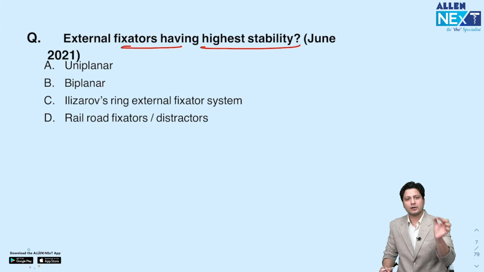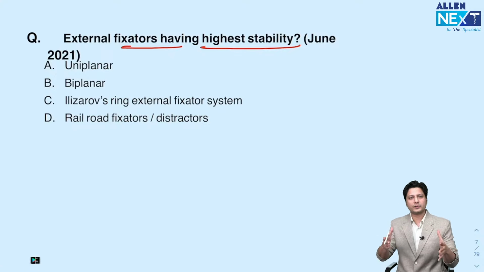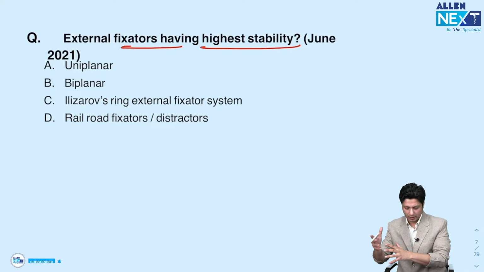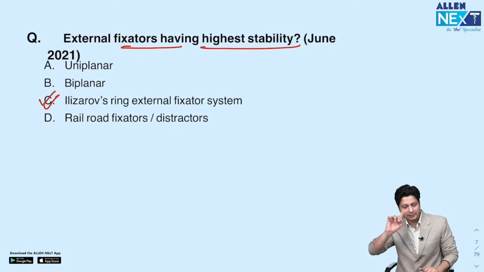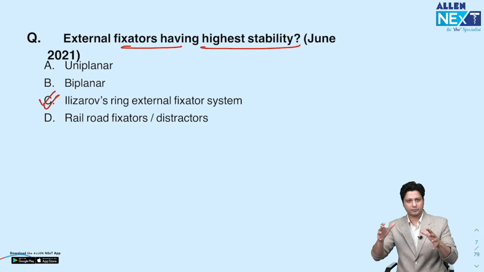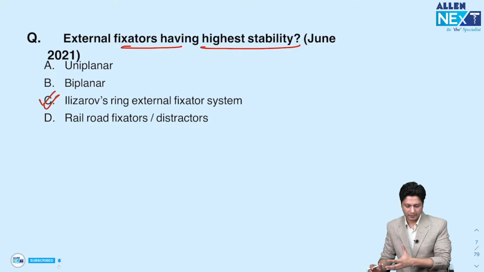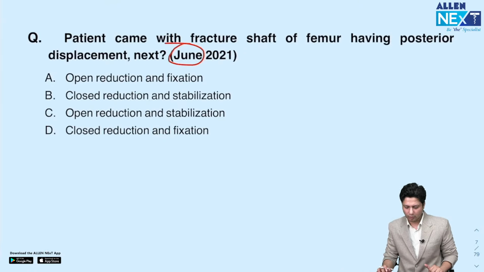Next is external fixators which are having the highest stability. Simple, external fixator jitna uniplanar is going to be least stable, biplanar will be more stable, but you know, it is Elizarov ring external fixation system, which is a circumferential fixation system which will be providing the maximum stability to the fractured fragments, alright. Uniplanar, biplanar, hopefully you came to know about what is the concept behind this.